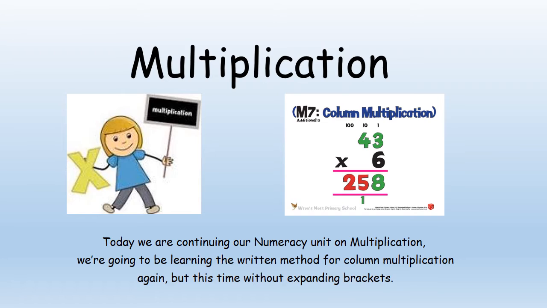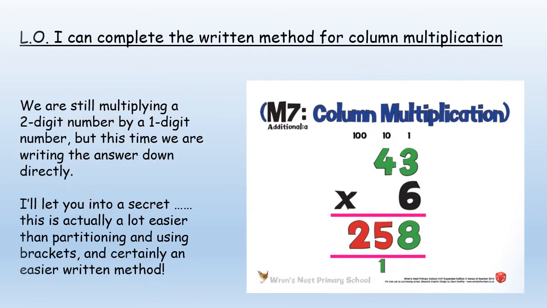Today we're going to continue our next numeracy lesson in the multiplication unit. And the learning objective today is to complete the written method for column multiplication. We're still multiplying a 2-digit number by a 1-digit number, but this time we're writing the answer down directly. And I'll let you into a secret. I think this is actually a lot easier than partitioning and using brackets. It's certainly a much easier written way.